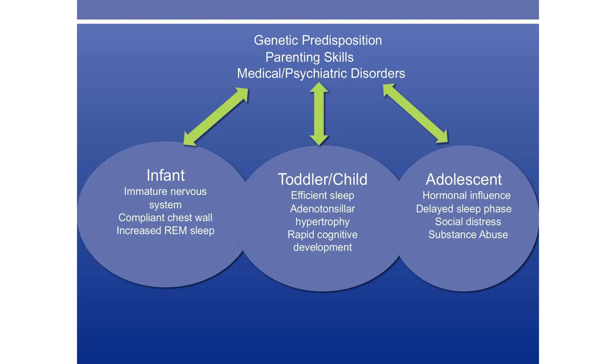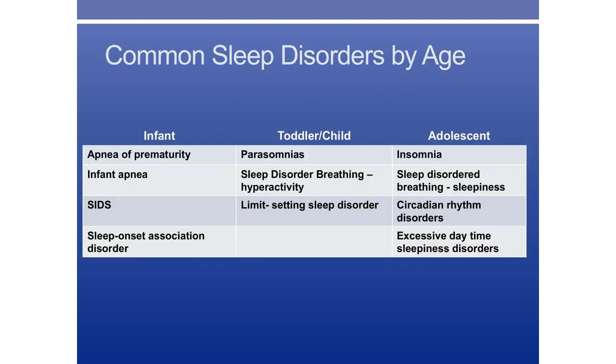Adolescence is the stage of rapid cognitive development, in which there is a lot of delayed sleep phase, hormonal influences, social influences, and substance abuse. So the common problems in infants will be apnea of prematurity, infant apnea, sudden infant death syndrome, and sleep onset association disorder. I want to point out that disorders like sleep onset association can happen at any age, but are more common in infants. In toddlers, the same, plus parasomnias, which are very common, and then sleep disordered breathing. In adolescents, mostly insomnia, sleep disordered breathing, and excessive daytime sleepiness.